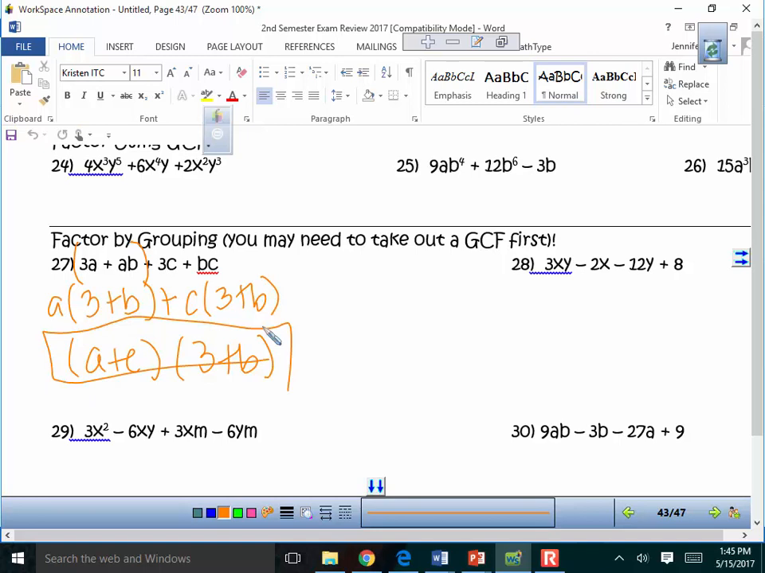Guys, what does it say? It says factor by grouping. You may need to take out a GCF first, okay? I will take off points if you do not first factor out your GCF, okay? Now look on number 29. Is there a GCF?